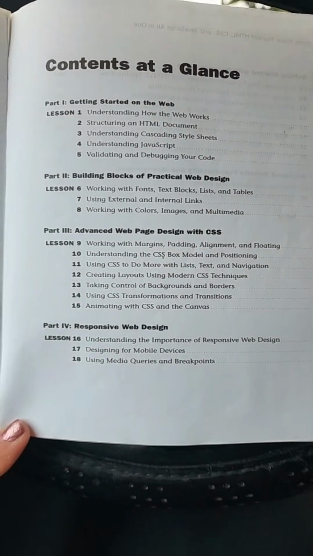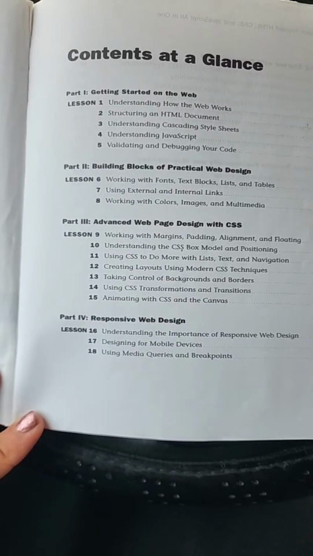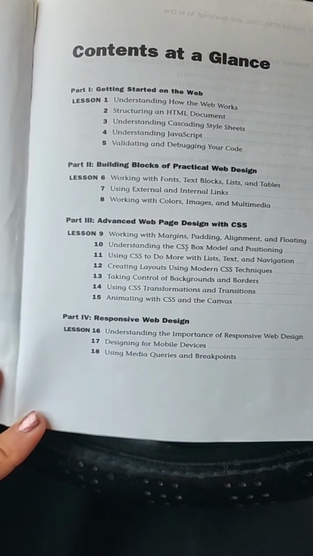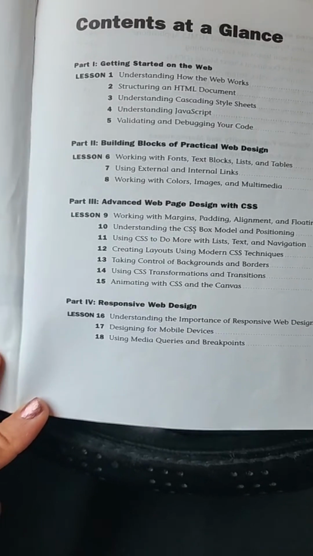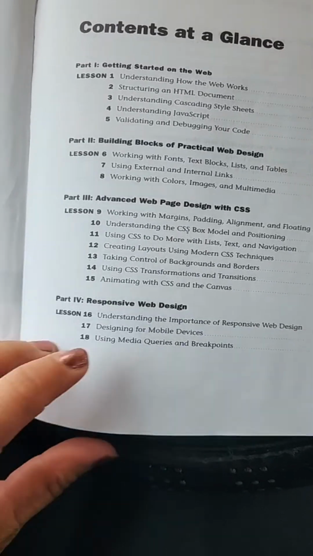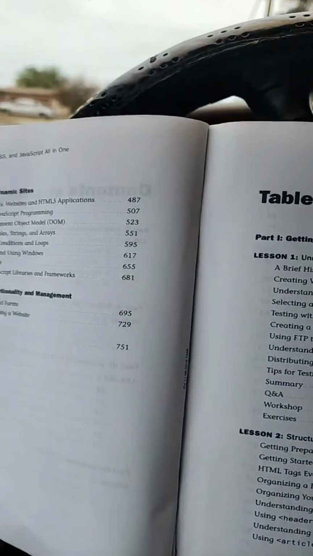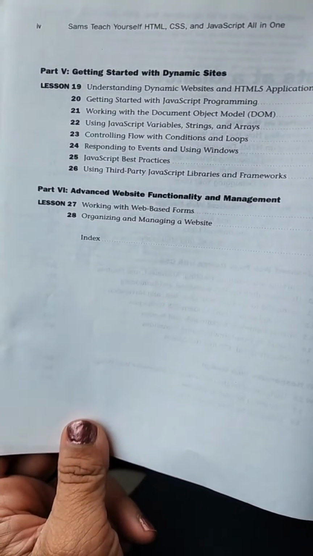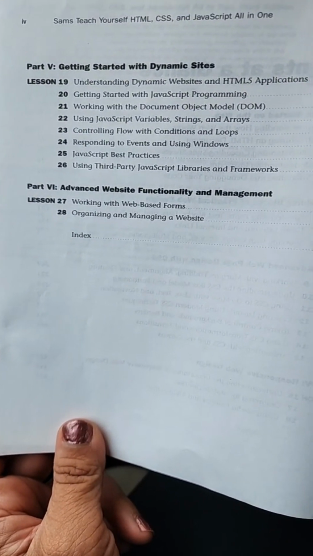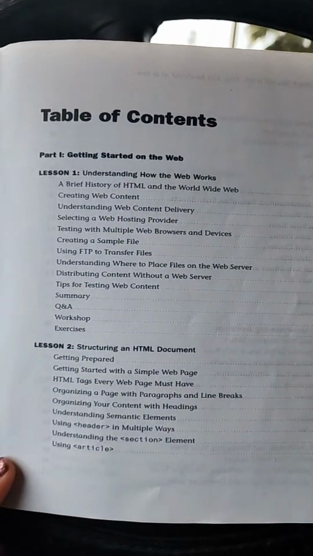Part 1 is Getting Started on the Web. Part 2 is Building Blocks of Practical Web Design. Part 3 is Advanced Web Page Design with CSS. Part 4 is Responsive Web Design. Part 5 is Getting Started with Dynamic Sites. And Part 6 is Advanced Website Functionality and Management. This is the table of contents.